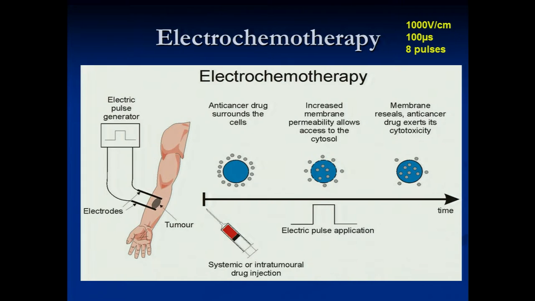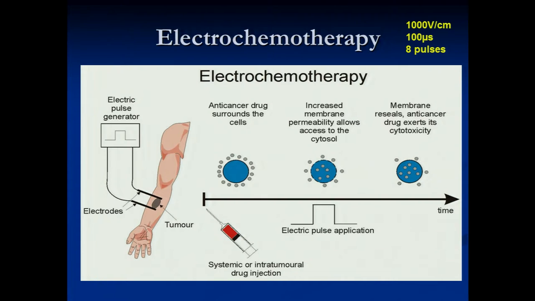We apply 1000 to 1200 volts per centimeter, okay. Basically the electrode gap will be 4 millimeters, so we apply 480 volts, okay. 480 volts across 4 millimeters, 0.4 centimeters, is 1200 volts per centimeter, 100 microsecond, very short duration, okay, 8 pulses. Initially we were doing 1 pulse per second, 1 hertz. Nowadays people do 5000 hertz, 2000 hertz, anything.